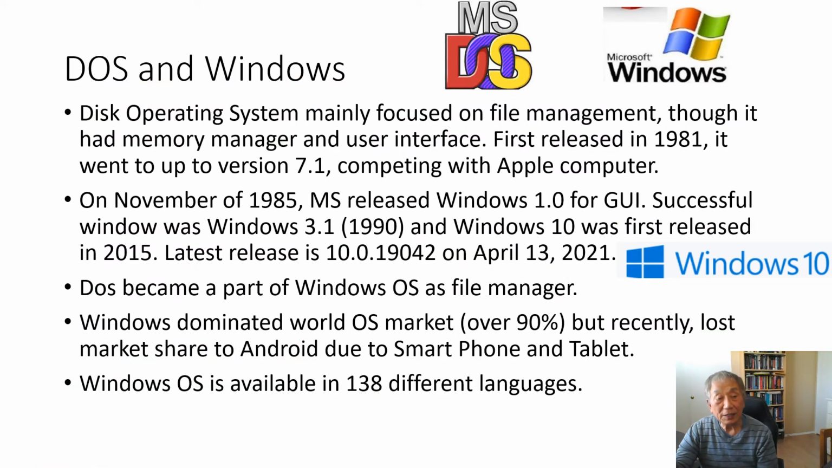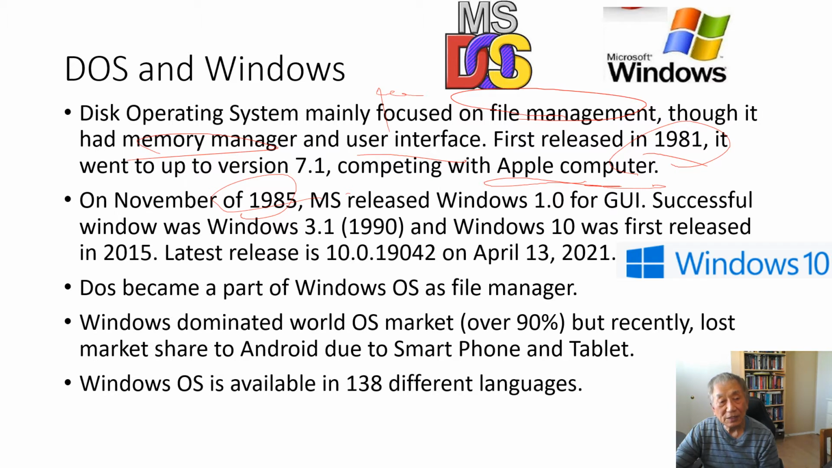And so the disk operating system mainly focused on file management, and it has some memory management, but not much, and a very primitive user interface. As I said, it is command mode. It was first released in 81 and went up to version 7.1. Commercially, it's up to version 6, but it's up to 7.1, and it was competing with Apple. So around the time that, in 85, this was 81, and then this one was around the 90s.